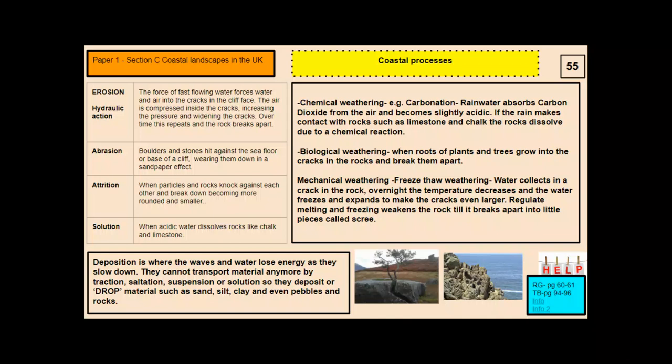In this video, we are going to look at the processes that take place at the coast. First of those processes is erosion. Now, within that, there are four types of erosion. The first is hydraulic action.